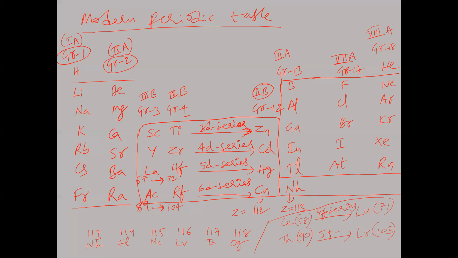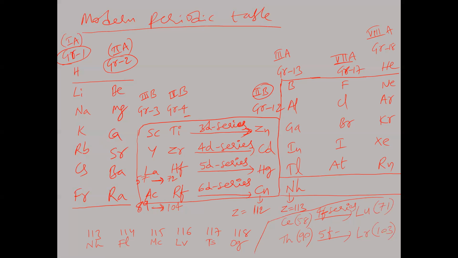How many series in inner transition elements? In F block elements, there are 2 series. First inner transition series is 4F. Second inner transition series is 5F. Remember. So 4F series elements and 5F series elements are together called inner transition elements or F block elements.